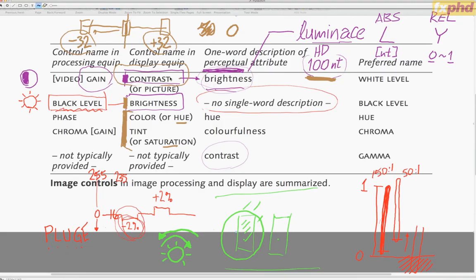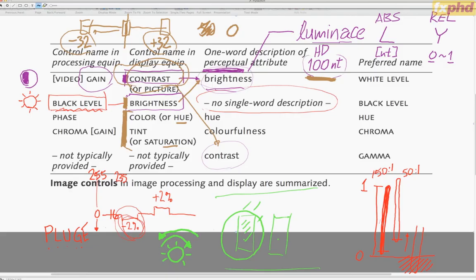Now, as I've indicated, unfortunately, the contrast control doesn't control perceptual contrast, and the brightness control doesn't control perceptual brightness. And so all of that just ends up being a fairly big mess, and sorry about that. We just have to live with it. Okay, so that's about all that I have to say about that. And please go ahead and ask any questions you've got on that topic, if you have any.